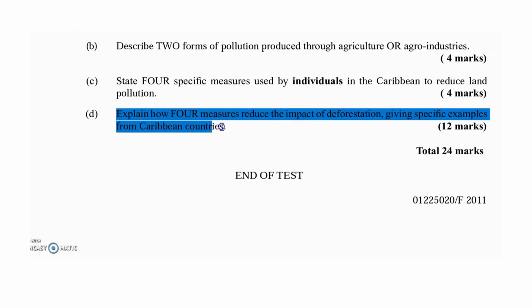Explain how four measures reduce the impact of deforestation, giving specific examples from Caribbean countries. Now, first and foremost, what is done? Number one, there can be zoning regulations with respect to building and development. Example, in Trinidad, some areas are non-developmental zones. For instance, we have Chaguaramas, that forested area there.